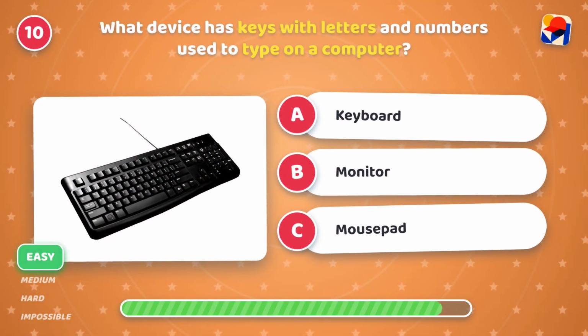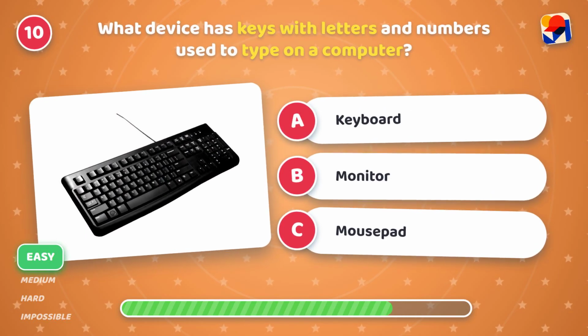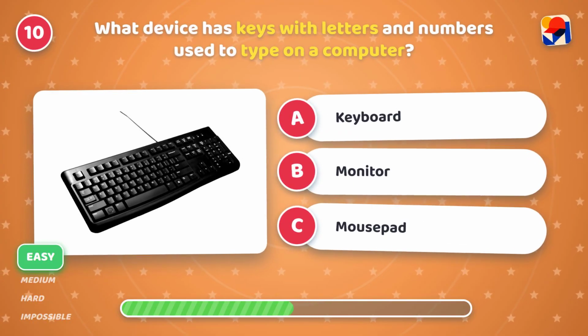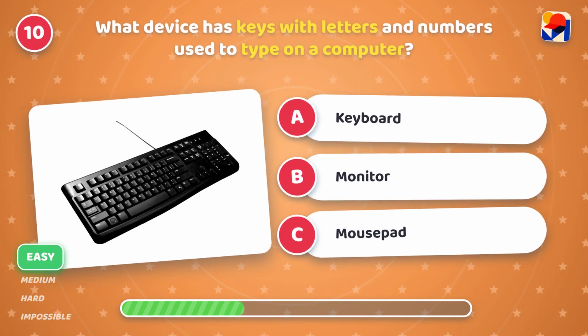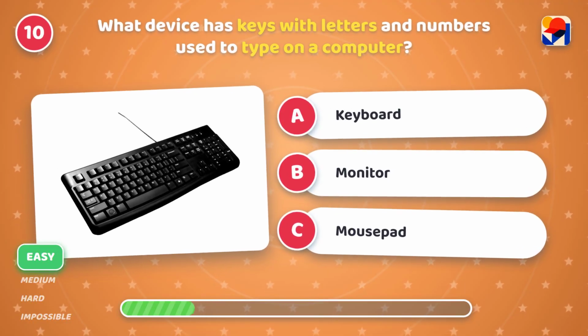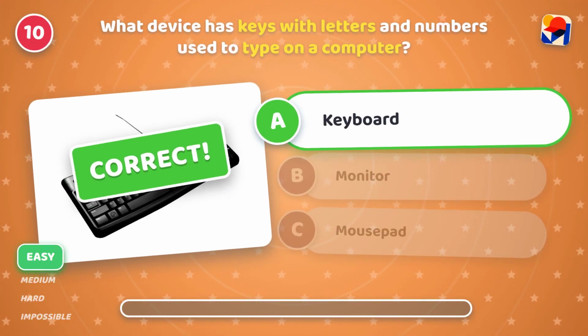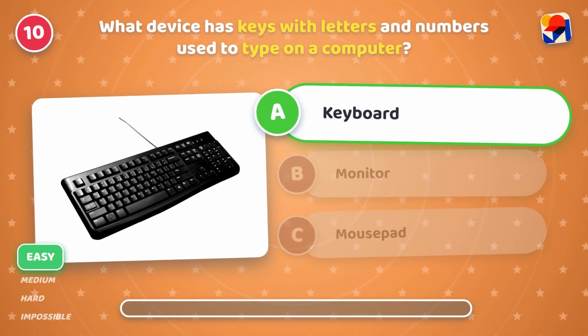What device has keys with letters and numbers used to type on a computer? Is it A, keyboard, B, monitor, or C, mousepad? It's A, keyboard. It lets you type text.